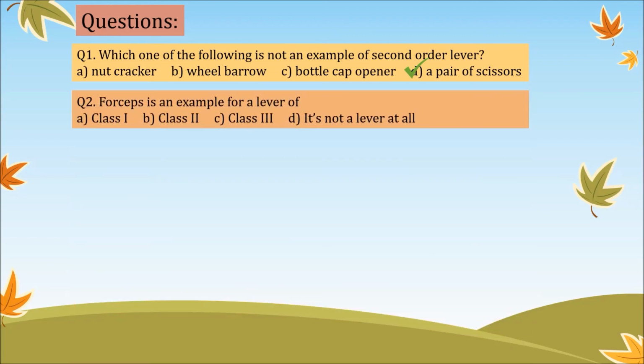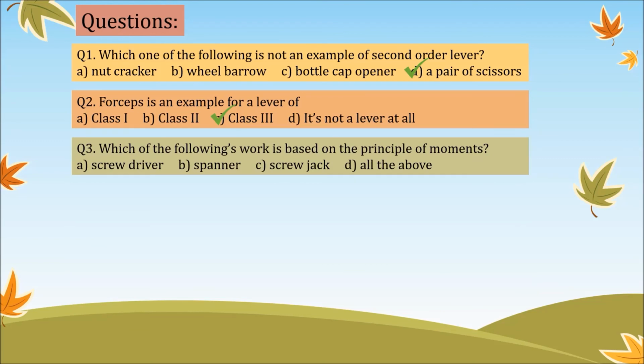Question number 2. Forceps is an example for a lever of A. class 1, B. class 2, C. class 3, D. It's not a lever at all. The answer is class 3.